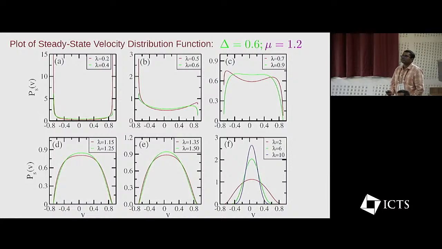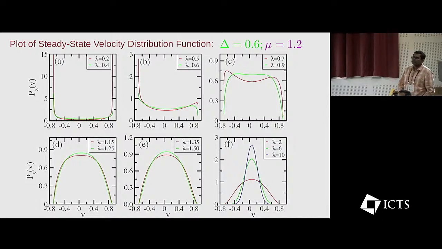Here is the plot of the steady state velocity distribution function for delta equal to 0.6 and mu equal to 1.2. When lambda is small, PS(V) diverges at both edges of the velocity domain. If we increase lambda a little bit, we see that it diverges at one end and goes to 0 at the other end. As we increase lambda further, it decays to 0 at both edges, but there is an occurrence of two local maxima and a minimum. As we increase lambda further, these two maxima merge together near 0, and both tails of the velocity distribution go to 0.